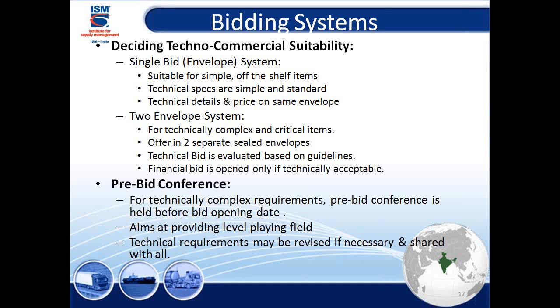While in the two envelope system, we keep technical separate and price separate. Because there's a risk that if the technical part and the price part are on the same page, I could be biased by the price before I look at the technical. In public sector environments, we don't want to get biased. We say, first look at the technical part, and if technically it serves my purpose, then I compare them on price. If technically they are not meeting my requirements, why should I open the price? This is what we call the two envelope system.